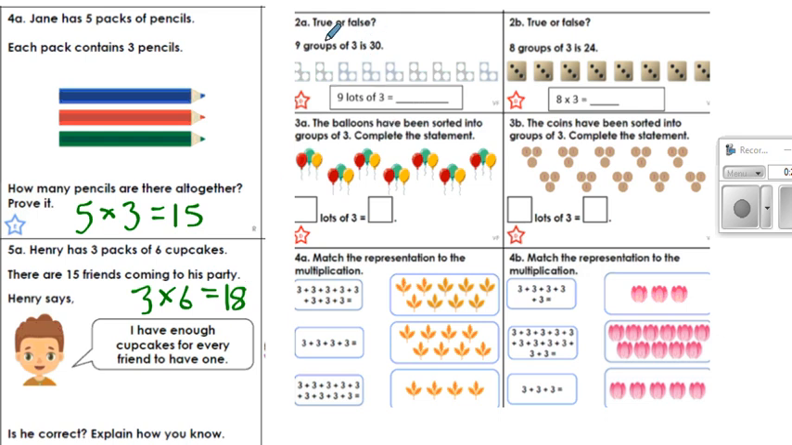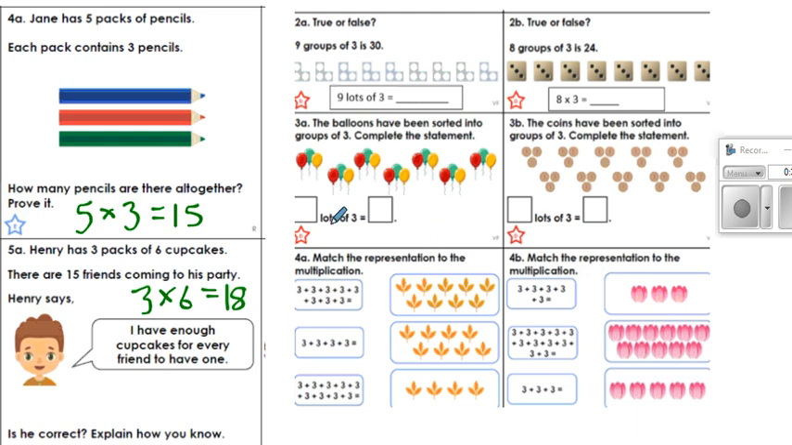True or false? 9 groups of 3 is 30. Well, you could count them. But I know that 9 times 3 is 27 because I know my times tables. See how much quicker I can answer that question if I know my times table facts. It's false.